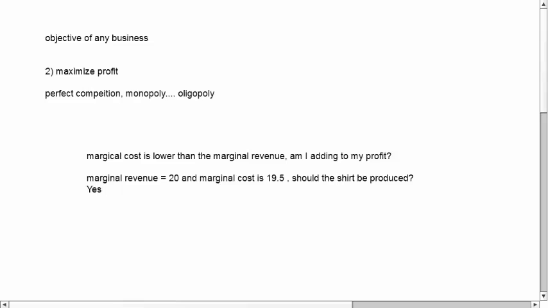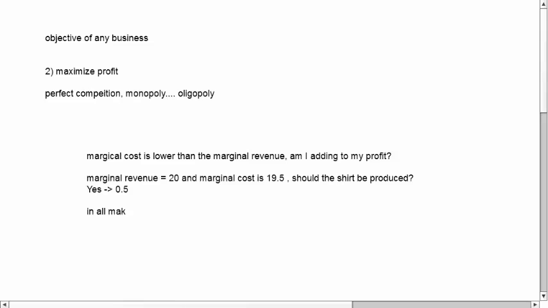Answer is yes. Are you making a profit? Are you adding to your profits? You have two options: stop production or get 0.5 extra. 0.5 is 0.5. It is additional profit. So I will get the $0.5 and produce the shirt. Always remember, it doesn't matter the market structure.